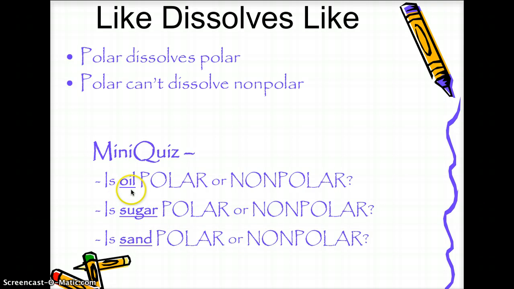Because of that, oil, for example, is nonpolar. Because oil and water don't interact with each other. The water doesn't pull the oil apart and dissolve it, so it's nonpolar. Sugar, on the other hand, is polar. Because the sugar and the water interact, the water pulls the sugar apart and dissolves it into itself. And then, of course, sand is nonpolar, because sand doesn't really dissolve in water.